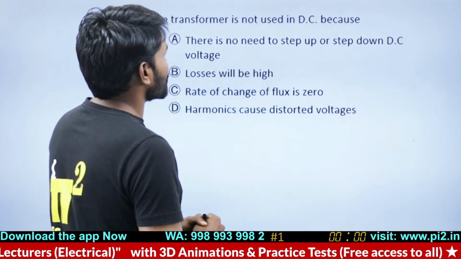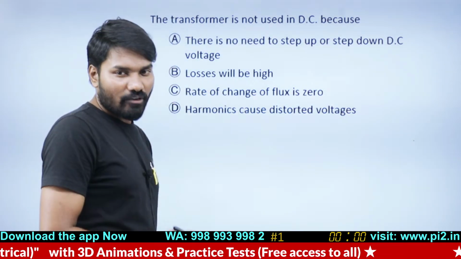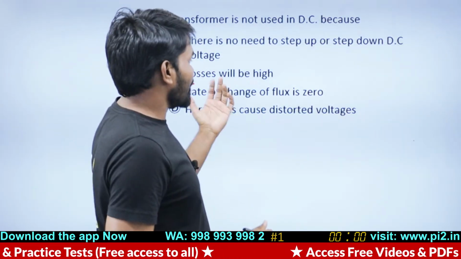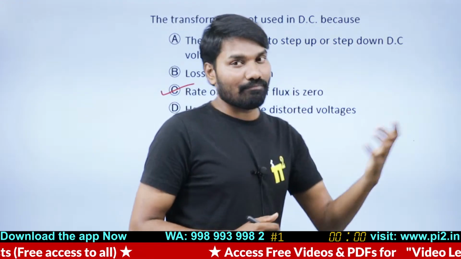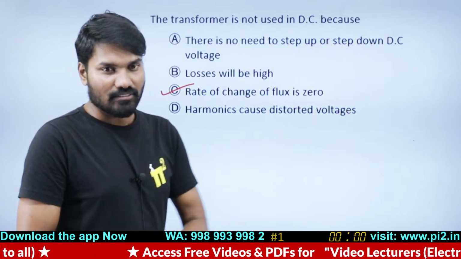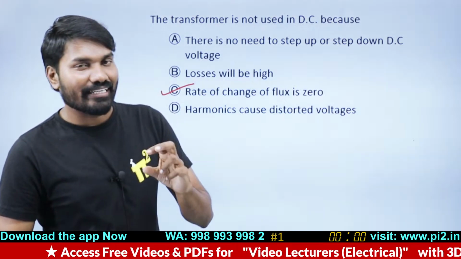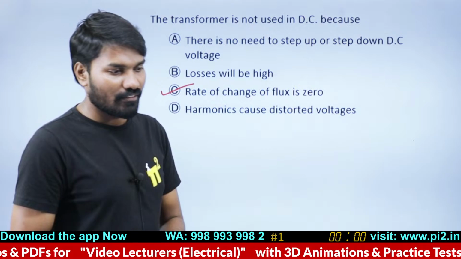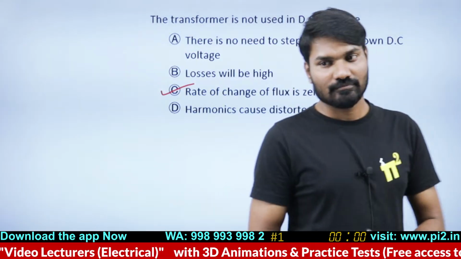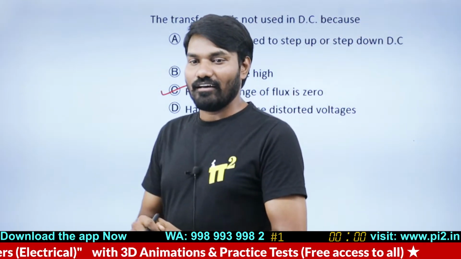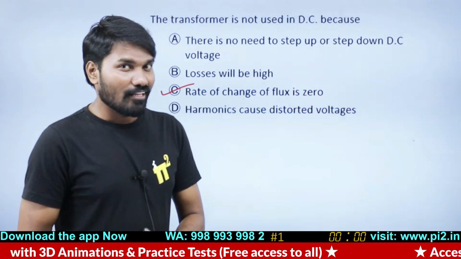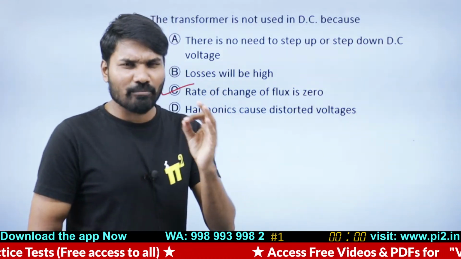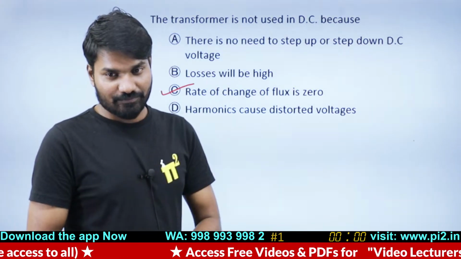The transformer is not used in DC because, can somebody tell me why? Of course, everybody is saying the answer is C. Why is clear: the rate of change of flux is 0. What will happen if a transformer is connected to DC? Will it not work, or will any damage happen to the transformer? Yes, it will blast. To be more precise, the primary winding of the transformer will be damaged. Nothing will happen to the secondary. Only the primary winding will be damaged.